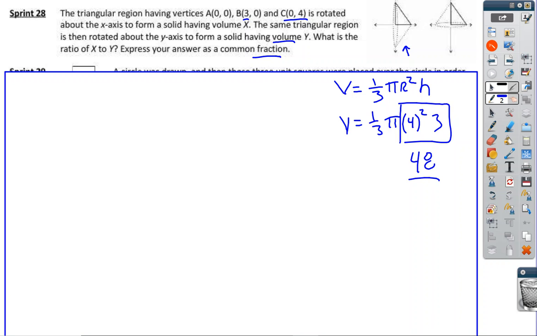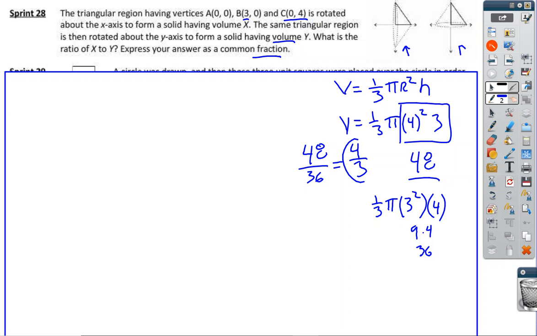All right, same idea for this one right here, but this time we have a radius of 3. So we have our 1/3 pi, radius of 3 squared, times our height, which is now 4. All right, so 3 squared is 9. So we have 9 times 4, which is 36. So we get a ratio of 48 over 36, but we can't leave it like that, because we have a fraction that can be reduced. Well, what goes into both of them? 12 goes into both of them, so we'll end up with 4/3. And that is the final answer.